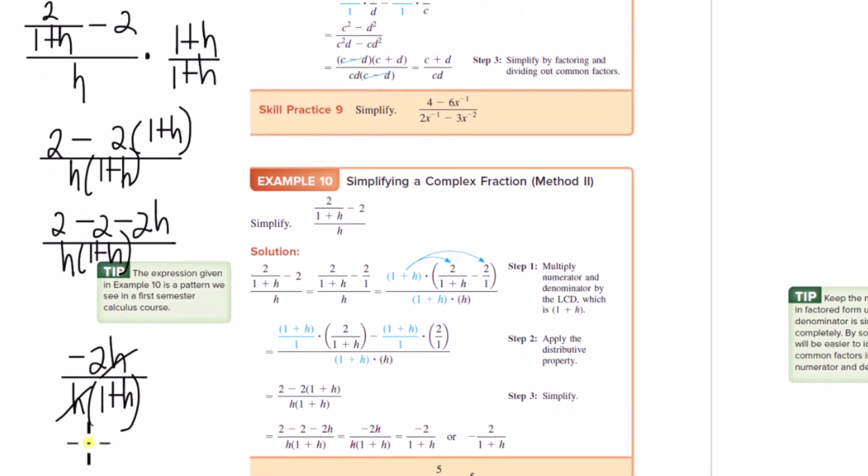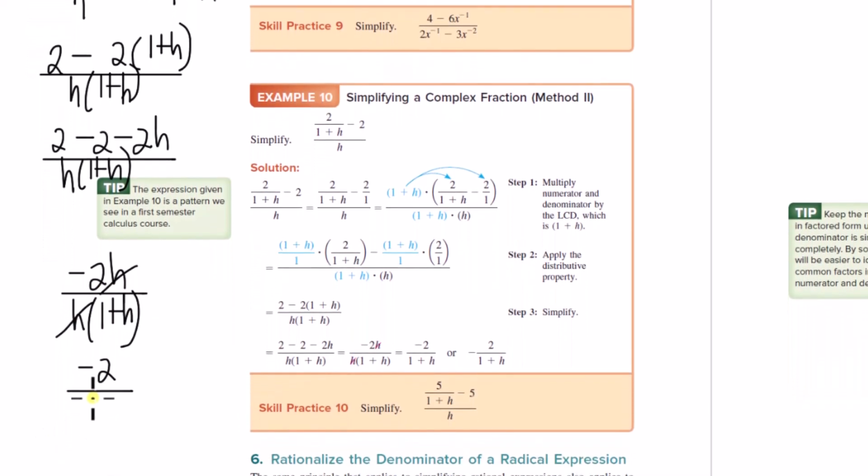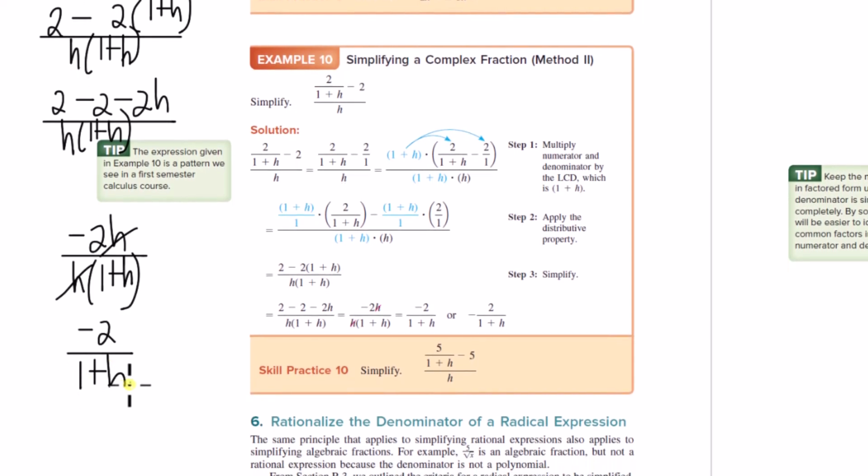Okay, the h's cancel, so minus 2 over 1 plus h. There we go. But again, let's see, h can't be negative 1. Well, that's still the case here. h can't be 0. h could be 0 here, but no, you can't put 0 here.